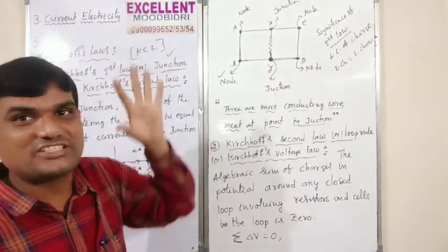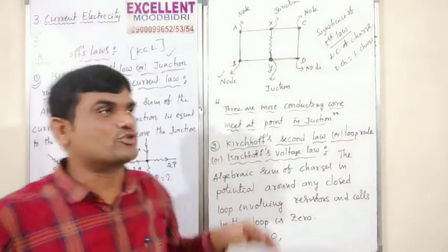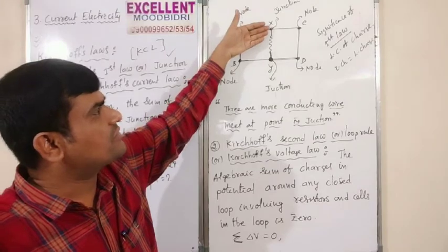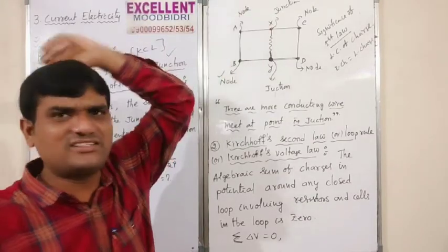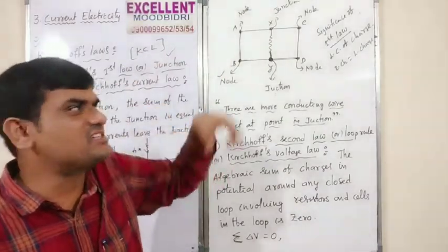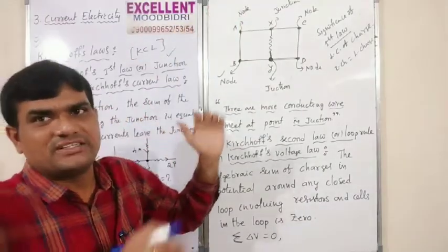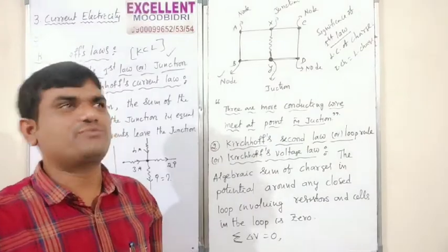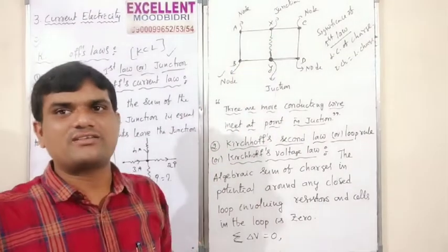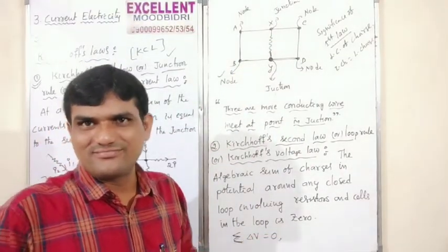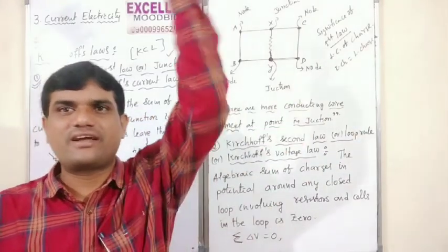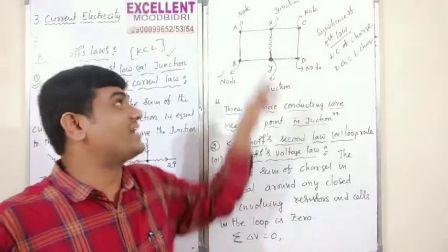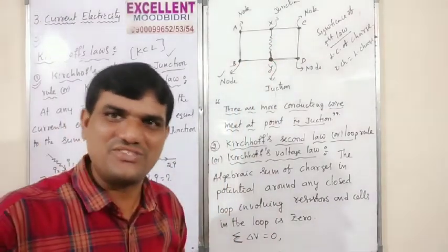Alright, so at a junction, the entering current is equal to the leaving current. How much current enters the junction, that much current completely leaves from that junction. Therefore, at the junction, the total current is equal to 0. Correct? Entering current is equal to leaving current, so at that junction the net current is 0.